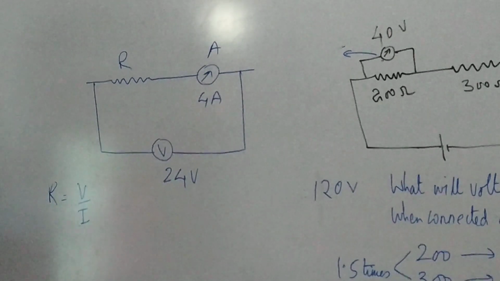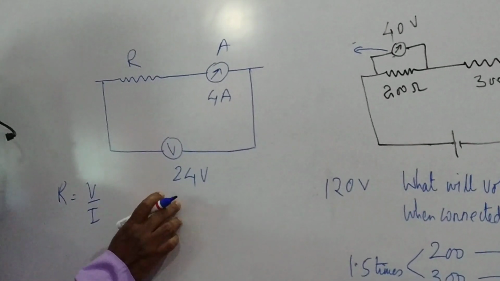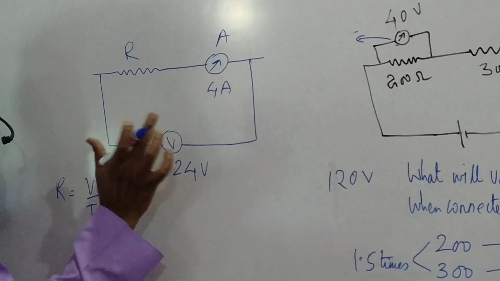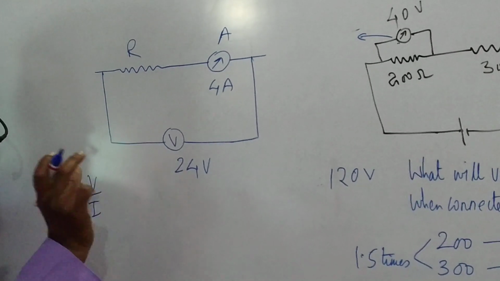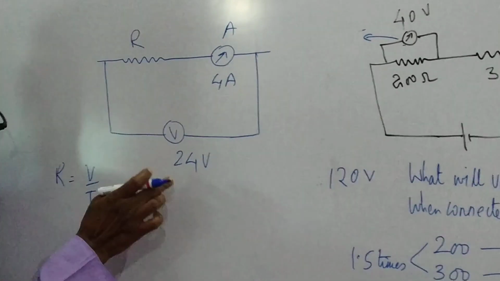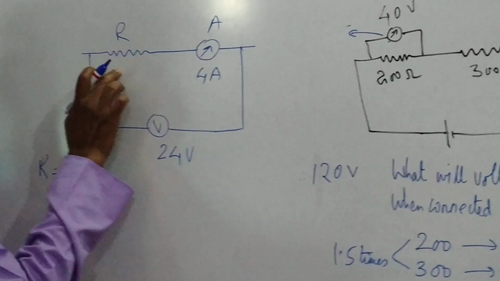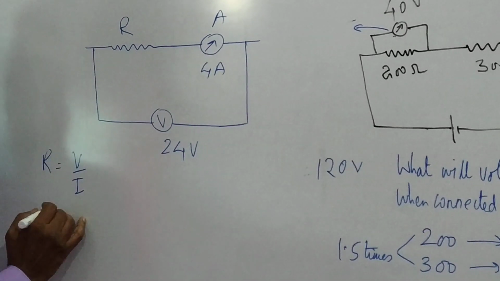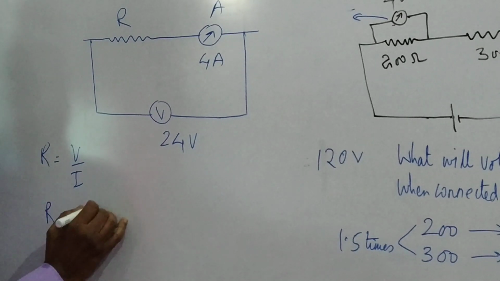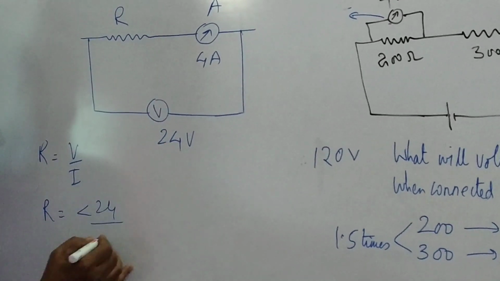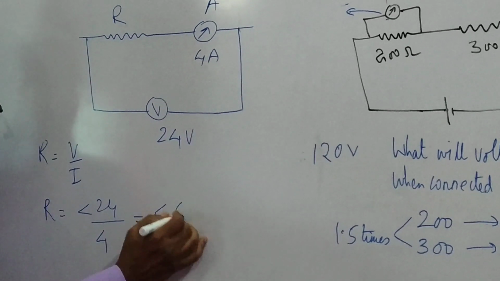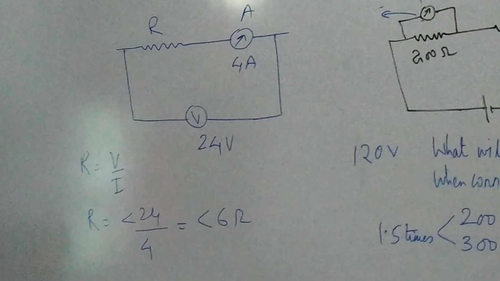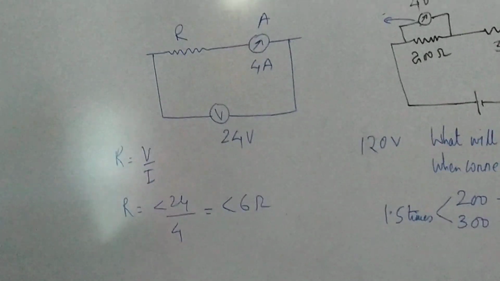Because what's happening is this 24 volt is voltage across ammeter plus resistance. So in this question he is just trying to check whether you have that concept of voltage across ammeter or not. So 24 volt is resistance voltage plus ammeter voltage. So that means across the resistance the voltage should be less than 24 upon current is 4. So my answer should be less than 6 ohm. So this is again another type of property of ammeter which he is checking with us.